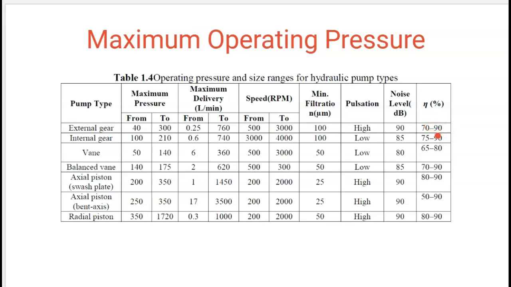That's high efficiency. If we have a look at the radial pump, the pressure is quite a lot, 350 to 1720. Maximum delivery is all the way up to 1000 liters per minute. The speed is up to 2000. The filtration requirement is a little bit less than that. Pulsation is high, but it gives you quite good efficiency, and again the noise level is high as well.